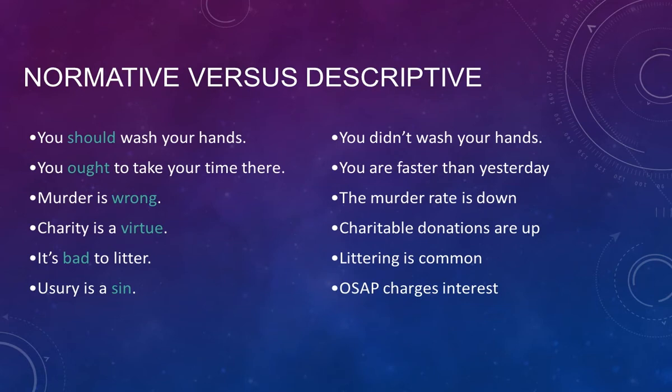Whereas the murder rate is down, I don't know, if you're a gun manufacturer, maybe that's bad news for you, right? Depending on your goals, I think you're a horrible person if you think that, but nonetheless, just saying the murder rate is down is not making a normative claim. Charity is a virtue. Virtue is another one of those really classic, obvious markers that something's a normative claim. It's bad to litter. Usury is a sin. Usury is, by the way, the charging of interest for loans, which I believe all three of the Abrahamic religions explicitly say is wrong. OSAP charges interest is not a moral claim by itself. Okay, so those are explicit markers that something is a normative claim.